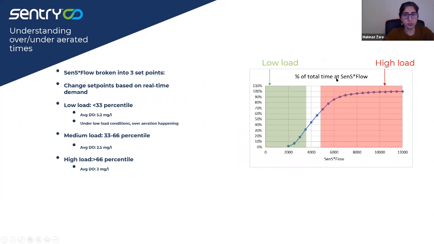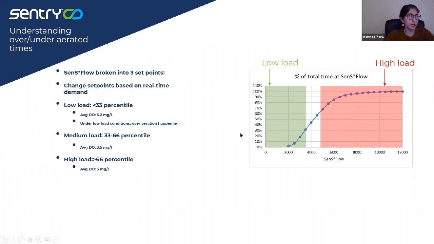This chart here is showing the cumulative distribution of SENTRY signal times flow over time. It is broken down into three set points. 33 and 66 percentile of the data were the set points. Lower than 33 percentile of the data was considered low load, as you can see by the green box here. The medium load was considered between 33 and 66 percentile of the data, the white box. And high load was considered above 66 percentile of the data.